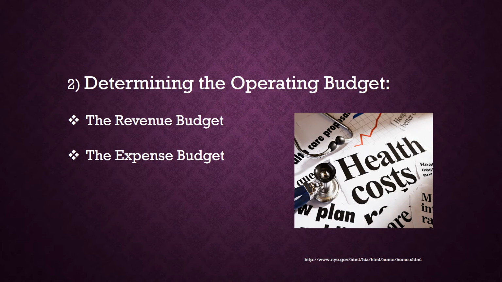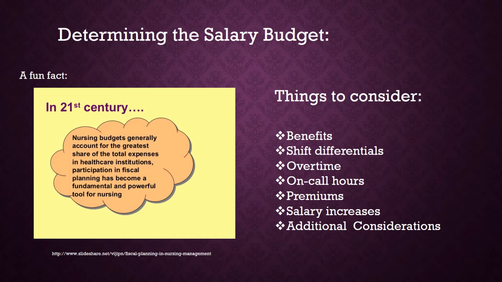In determining the operating budget, the organization will need to prepare a revenue budget. A revenue budget is simply an attempt by the organization to project their income for the fiscal year in question, while an expense budget is based upon the anticipated costs of running the organization for the entire fiscal year. Here's an interesting fact. In the 21st century, nursing budgets generally account for the greatest share of the total expenses in healthcare institutions. Participation in fiscal planning has become a fundamental and powerful tool for nursing.